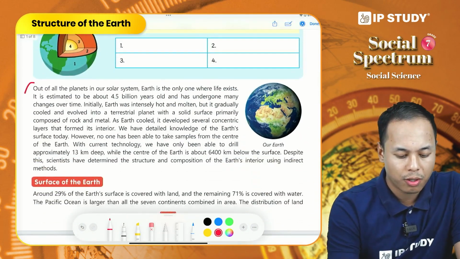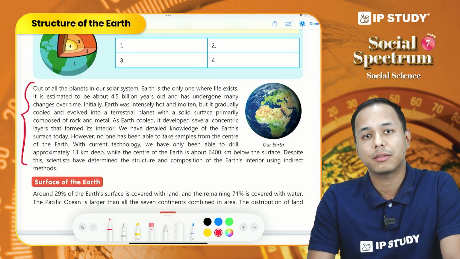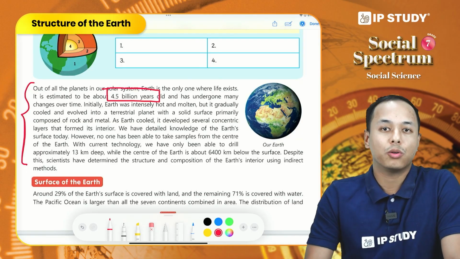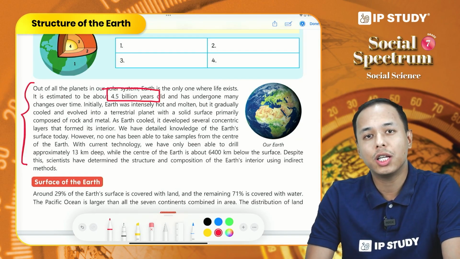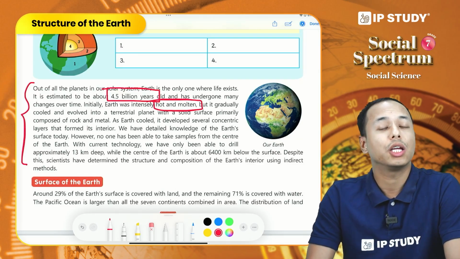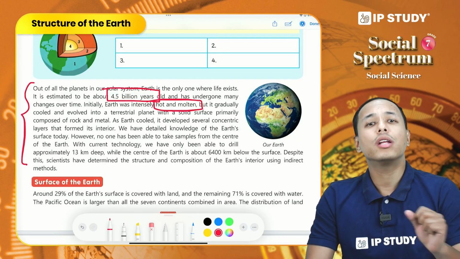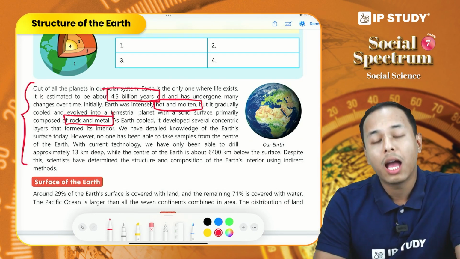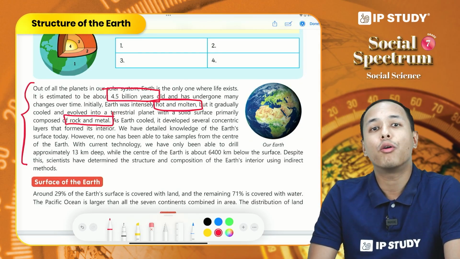As we all know, the earth is the only planet in our solar system where life exists, and it is estimated that the earth is 4.5 billion years old. Since its formation it has undergone many changes. Initially, when the earth was formed, it was very hot and molten, but gradually it cooled down and developed into a terrestrial planet with a primarily solid surface composed of rocks and metals. In this process of cooling and solidification, several concentric layers formed in its interior.